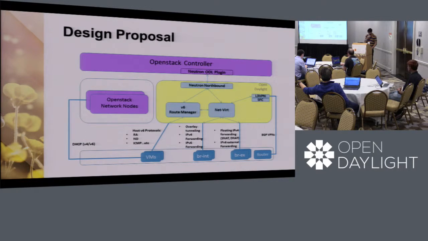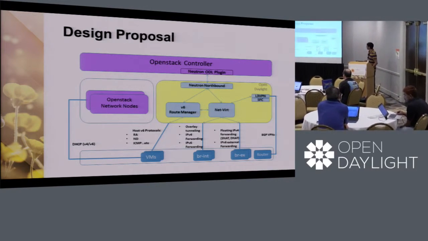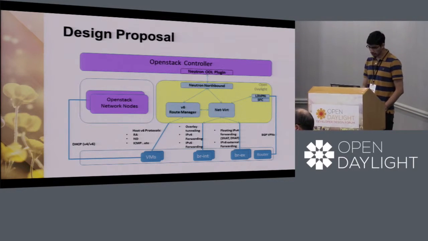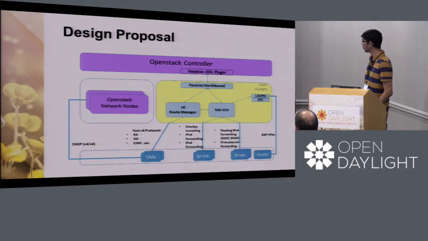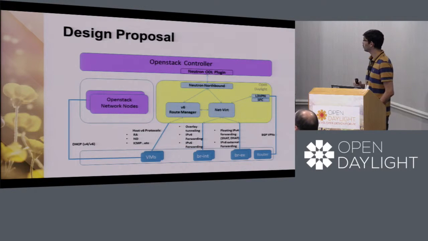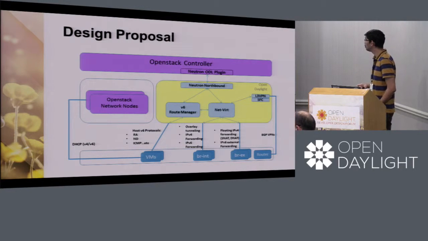So this is a high-level proposal to address some of these functionalities. As you see here, there is a new component being introduced, the V6 Route Manager, that handles some of these V6 host-related protocols like route advertisements, neighbor discovery, or ICMPv6. This Route Manager will interface with the Neutron northbound in the northbound direction and with the southbound renderers on the southbound.